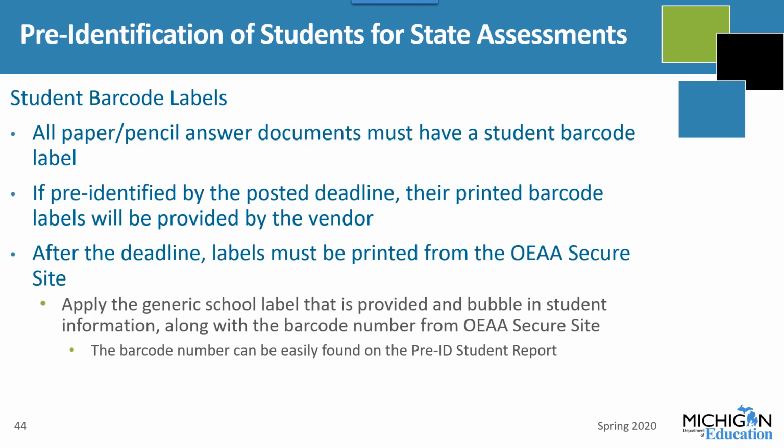Barcode labels are required for all paper pencil answer documents. You have to have a student barcode label for each content area on each student's answer document. If you pre-identified by February 12, then barcode labels will be printed and shipped with your initial material order. If not, then you have to print them from the OEAA Secure Site.